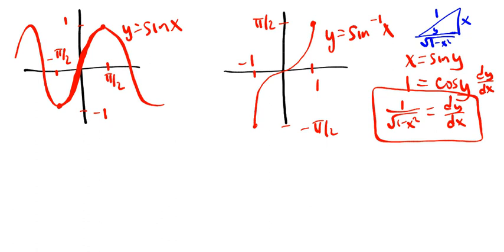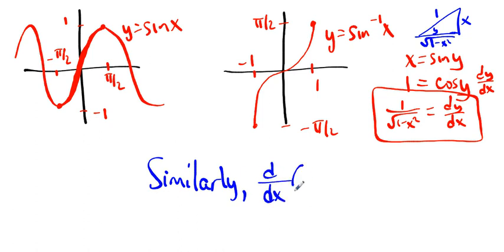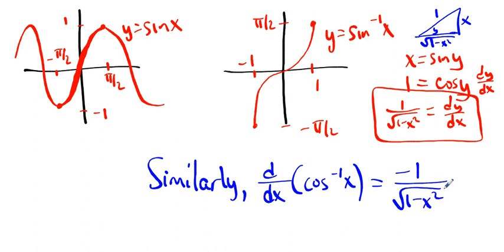In a similar way, the derivative of the inverse cosine function is minus 1 over radical 1 minus x squared. It's a similar derivation. You can pull that out in the privacy of your own home.